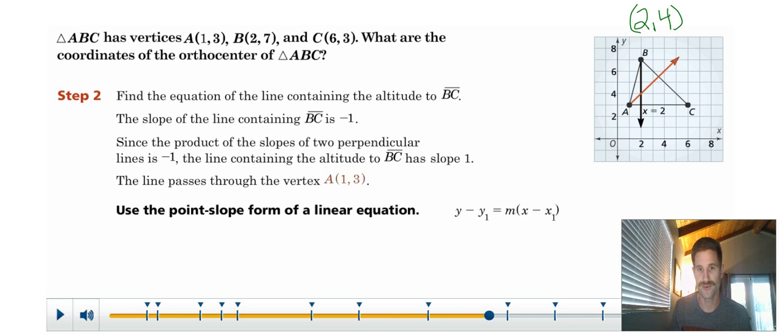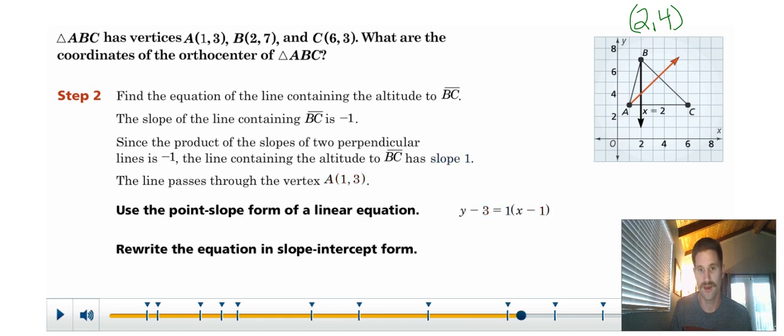Step 2. And so we know it goes through a point 1, 3. Here's the vertex 1, 3 for A. Put it into point slope form and rewrite it into slope intercept form. Yeah, there we go. Got some math going on. And so we get y equals x plus 2. So we have our two equations, have those written down.